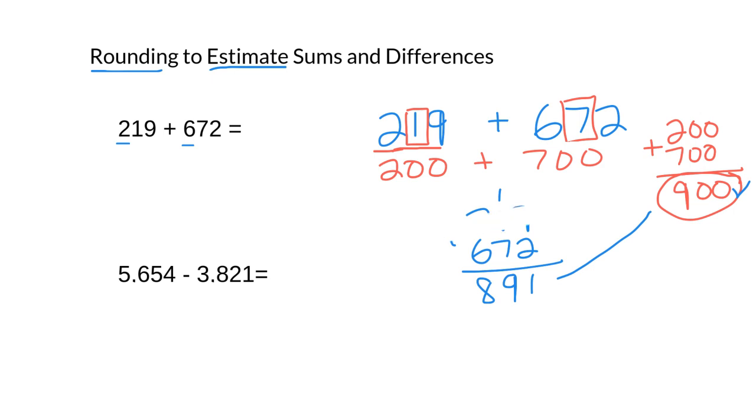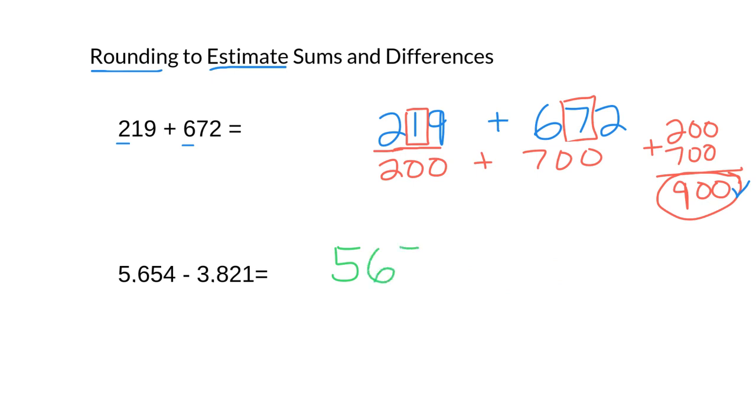Okay, we're going to do this one more time. So I'm going to erase some of our work so we have some workspace. I'm going to start by rewriting our numbers again, a little bit bigger so they can see them. 5,654 minus 3,821. Okay, now we're going to do the same thing.